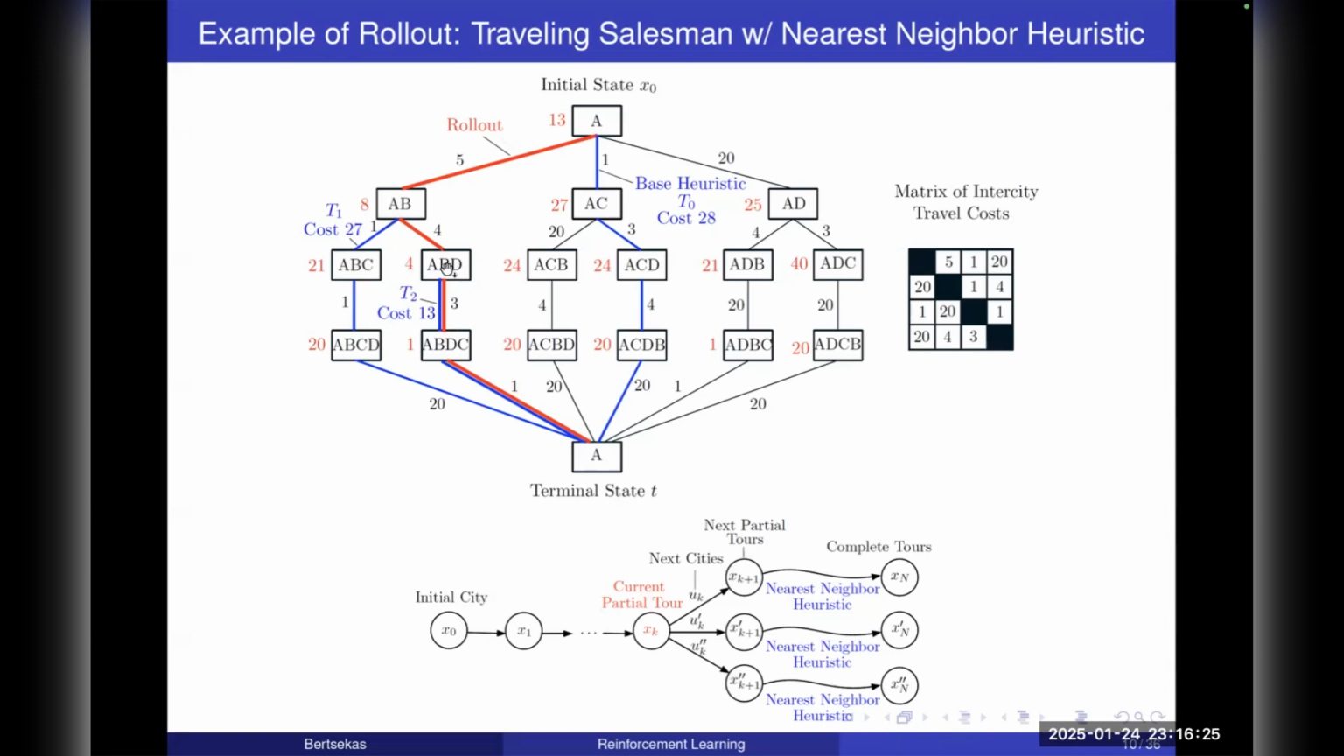And then, again, we do the next step of the rollout algorithm, but there's only one possible city to go to. So it takes us here and then to A. So the rollout trajectory is this red one. And this cost is 5 plus 4 plus 3 plus 1, which is 13. So we started out from 28, went to 27, and then to 13, each time generating a better trajectory, which is actually a generic property of rollout that we are going to discuss in the future in a more theoretical setting.